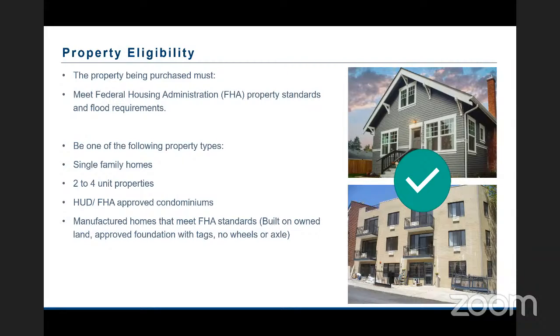Wait a minute, Sue, did you just say a 2 to 4 unit property? Yes, I did. What about a borrower who purchases a 2 to 4 unit property, lives in 1 unit as their primary residence, of course, and rents out the remaining units for additional income? It can also be used for HUD and FHA approved condominiums and manufactured homes that meet FHA standards.